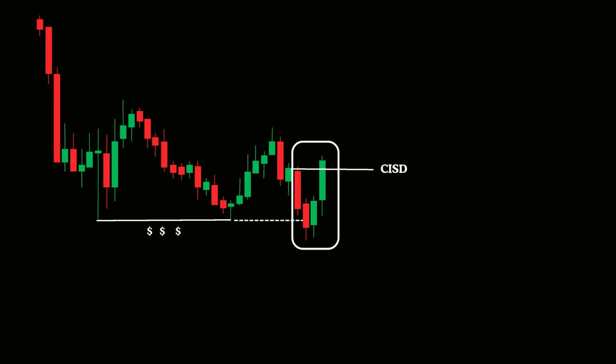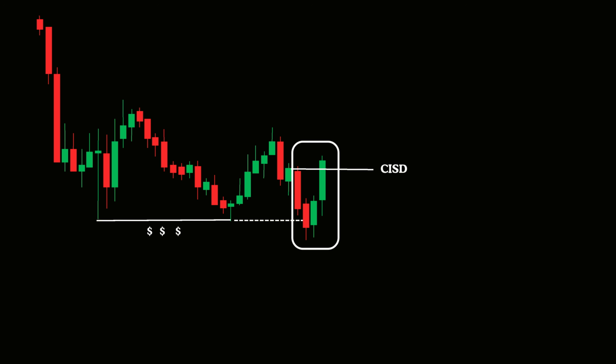High probability CISD setups often emerge after the market grabs liquidity from either side. Liquidity pools naturally form around equal highs or equal lows, areas where retail traders place their stop losses. When the market sweeps through these levels, it triggers stop hunts, gathers liquidity, and prepares for a shift.